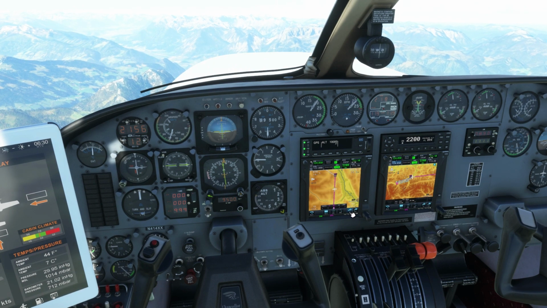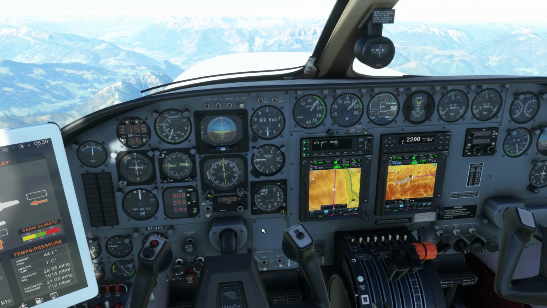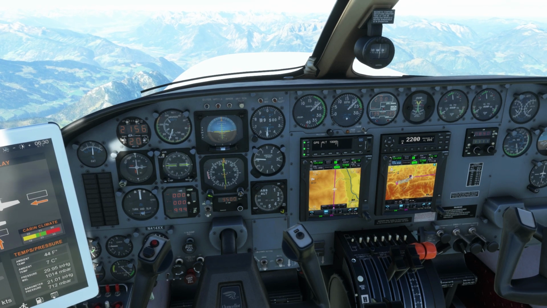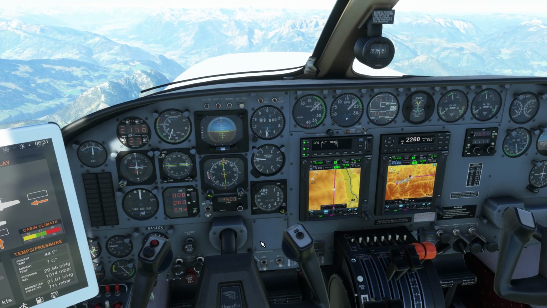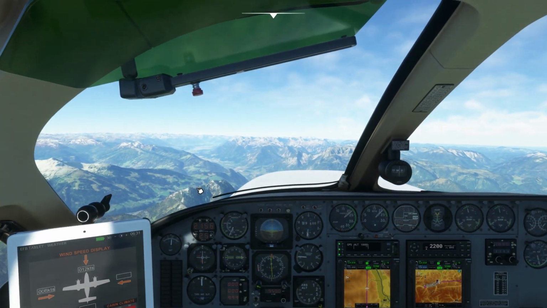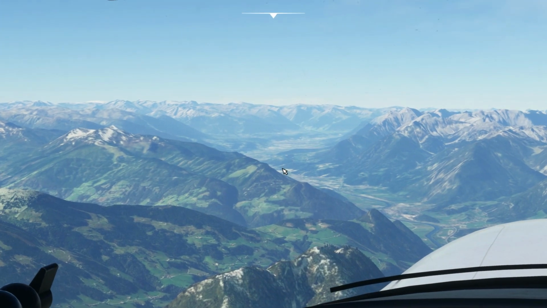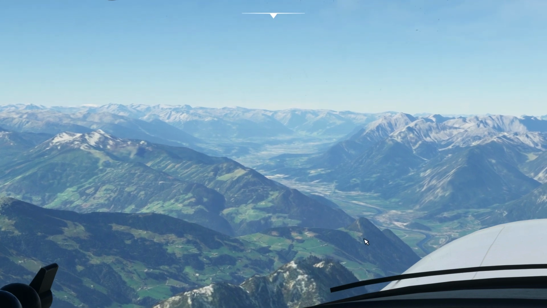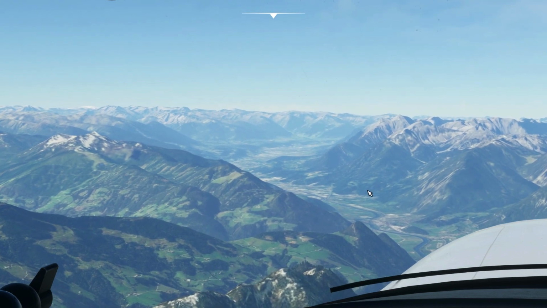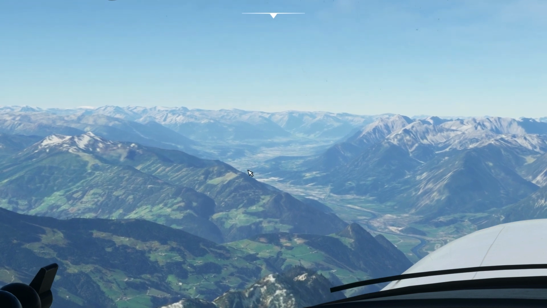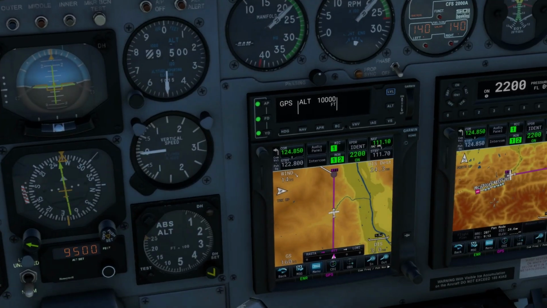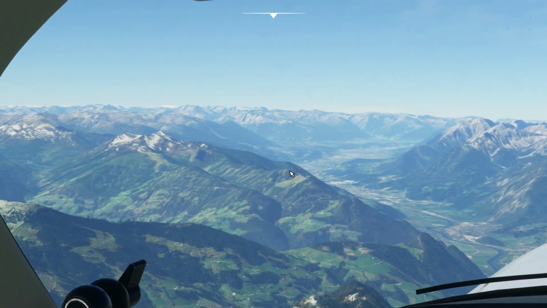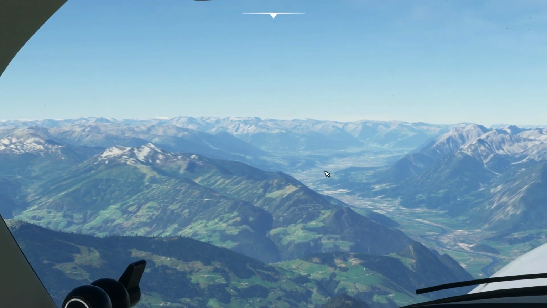Let's see. So 4 miles to Rattenberg, 140 knots. Let's go lower. So this is where the airport is, somewhere in this valley. I'm gonna go to Rattenberg, and then we're gonna go around this valley, over this mountain, to Advig, I think it's called, and then right turn towards the runway.